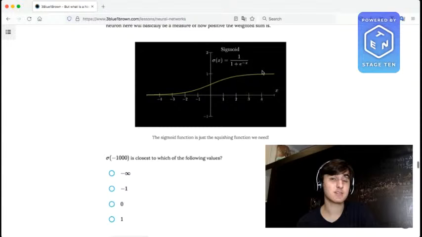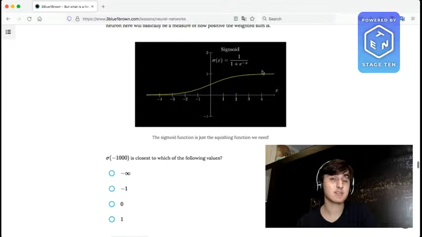So if we plug in negative 1000 there, we get 1 over 1 plus e to the 1000, because negative times negative 1000 is positive 1000. So you get 1 over 1 plus e to the 1000. We can take e to the 1000 to be some huge number. If we add 1 to it, it's not going to change much. 1 over a huge number is about 0. So that's another way of proving that our answer should be 0. Let's check it. That's correct. Nice. We're making good progress here.